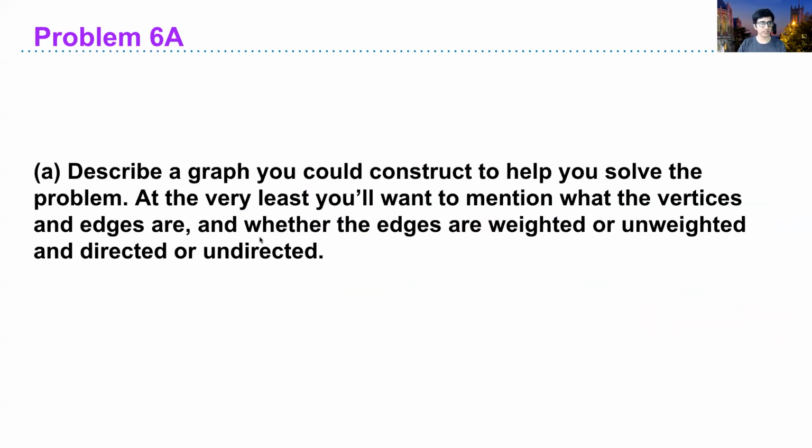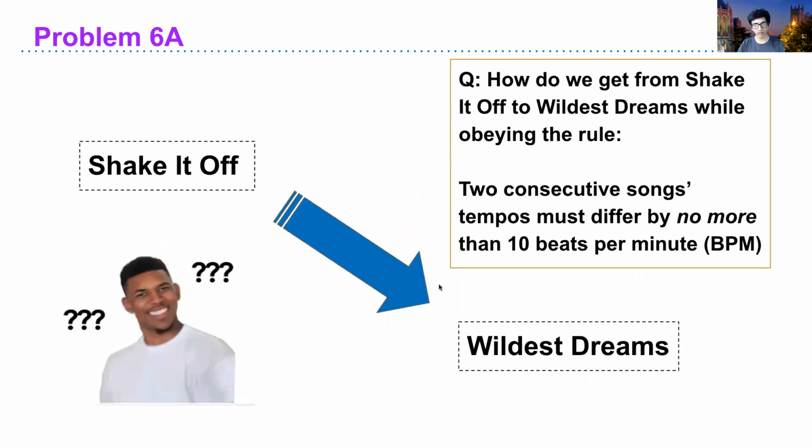So the first question is kind of asking us how we can construct a graph that can help us solve this problem. So let's see, our problem is asking us to move from Shake It Off to Wireless Dreams. So we need to think of what the vertices are going to be, what the edges are going to be, and how we can use this graph to actually find the shortest way to go from Shake It Off to Wireless Dreams.